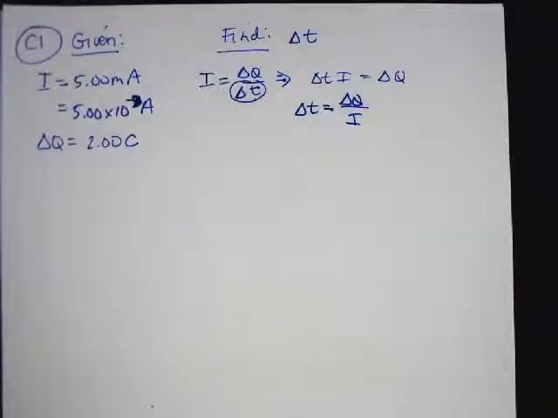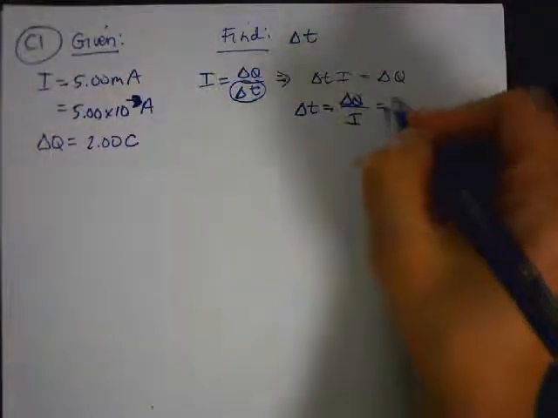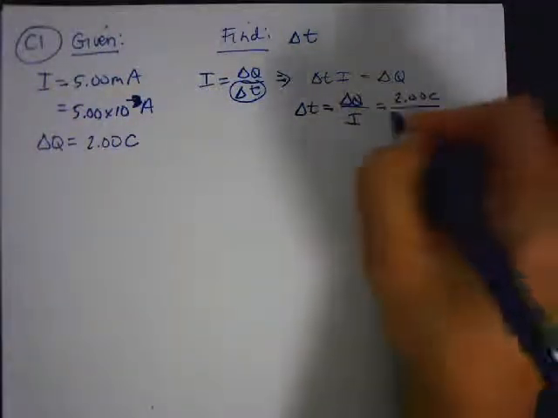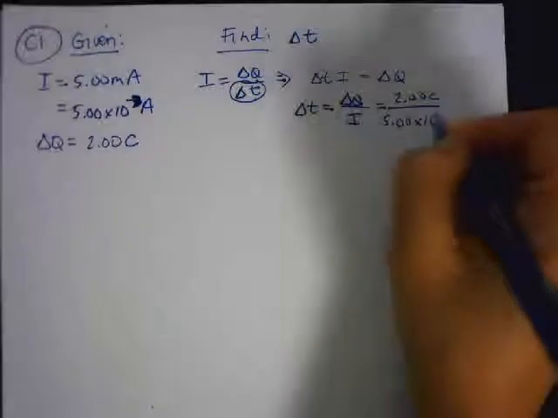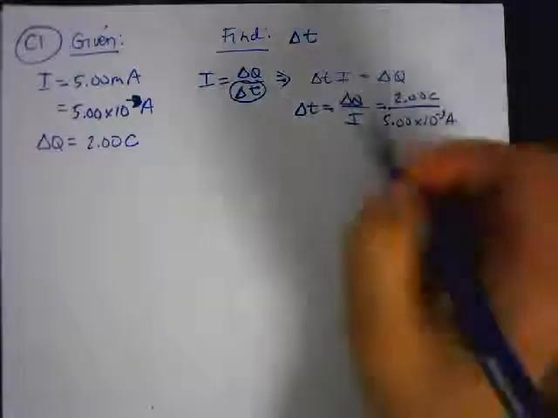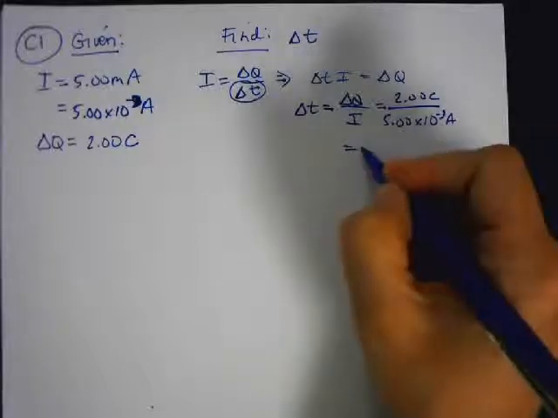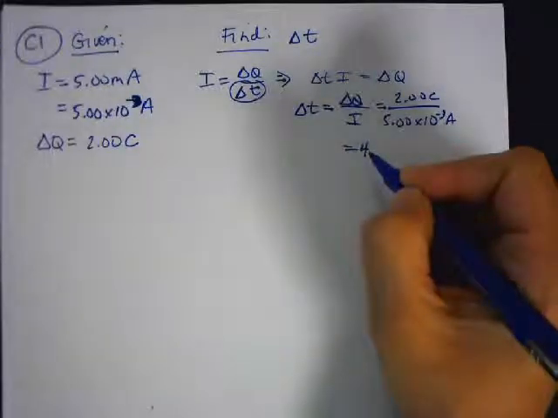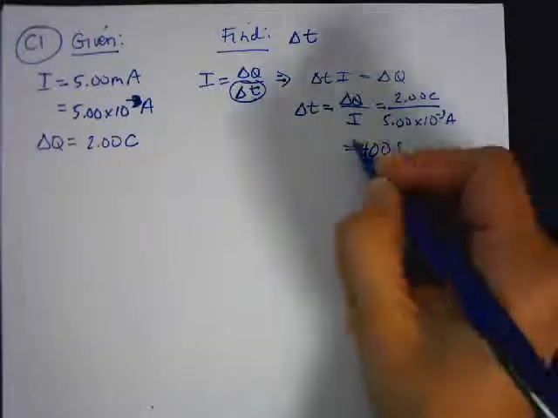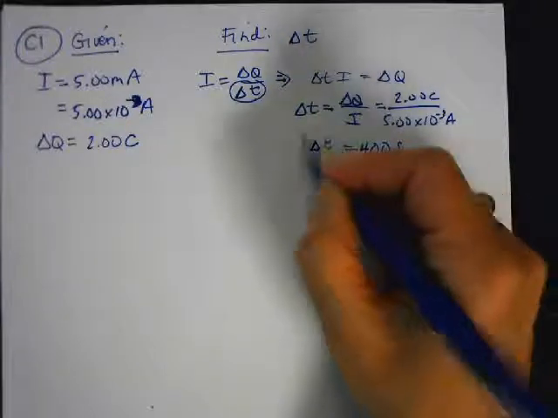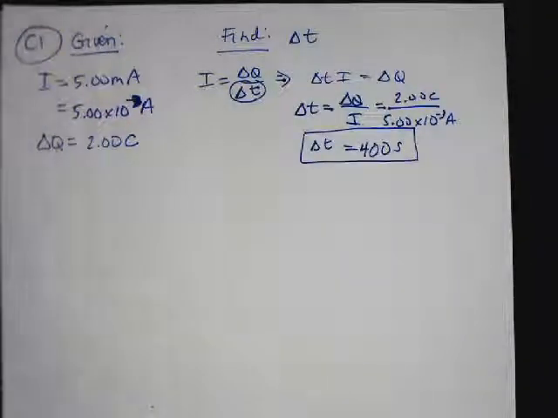Now, even though this is a really, really simple equation, this is where a lot of times people make mistakes because they do the algebra in their head. Okay? And you don't want to make a mistake. So this is 2 coulombs divided by 5 times 10 to the negative 3 amps, and this is equal to 400 seconds. And that's it.